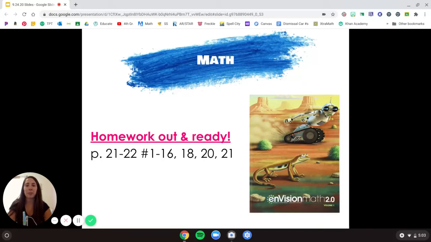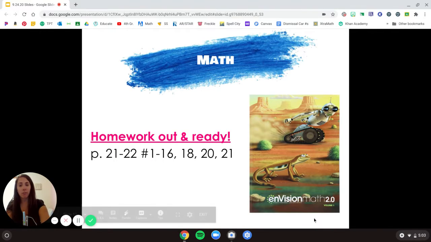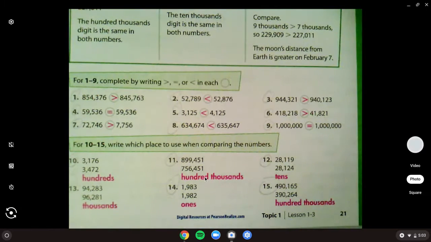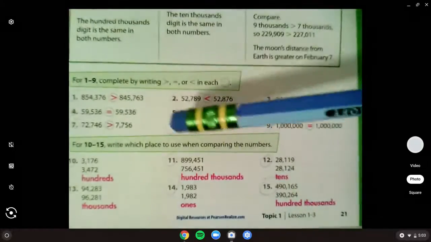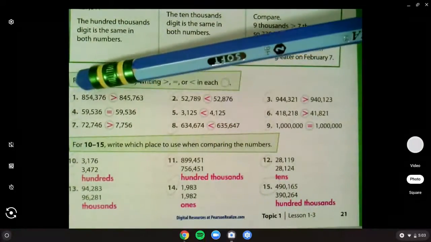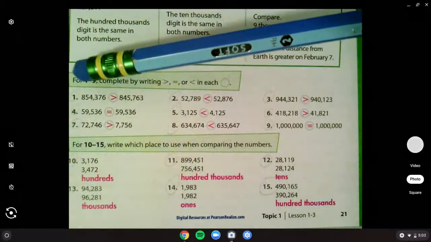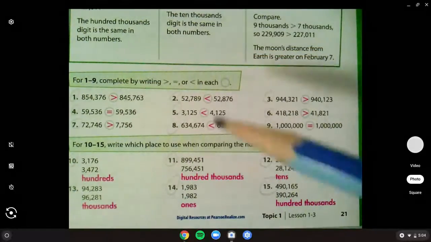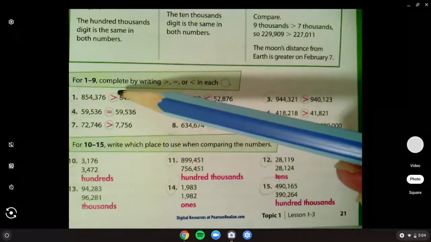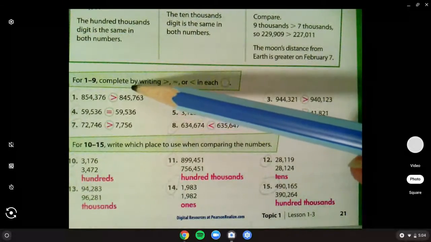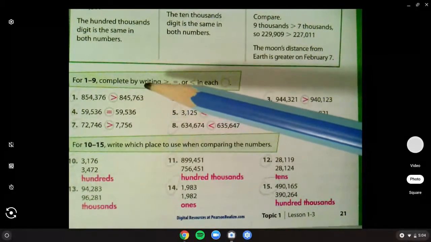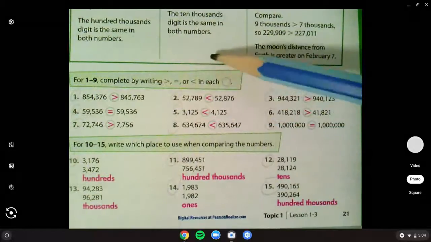All right, fourth graders. So we're going to get started by looking over our homework. So find page 21 for me. We'll start with 21 and then we'll look at 22. All right, number 1 should have been 854,376 is greater than 845,763.